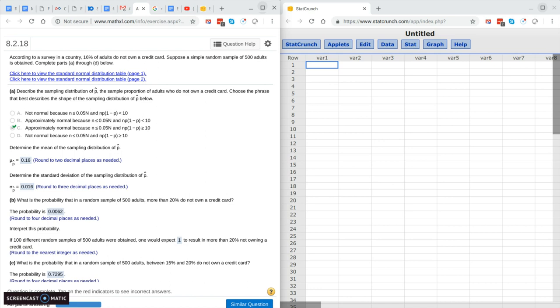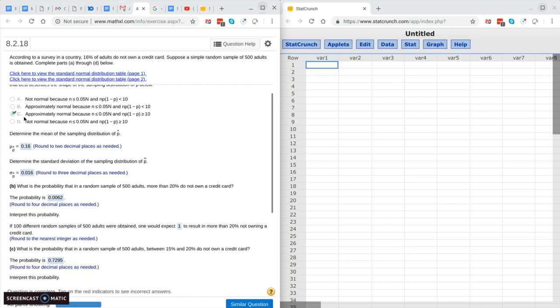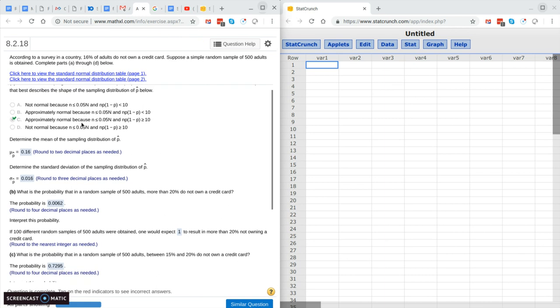Okay, I wanted to take you through this problem. This is number 7 from homework 8.2. And in 8.2, we're looking at how the sampling distribution of a proportion relates to the population proportion and standard deviation. So this student successfully completed first a test to see that it's approximately normal.